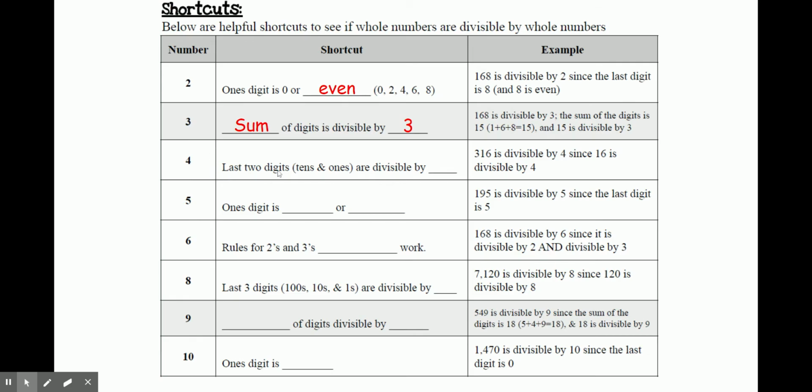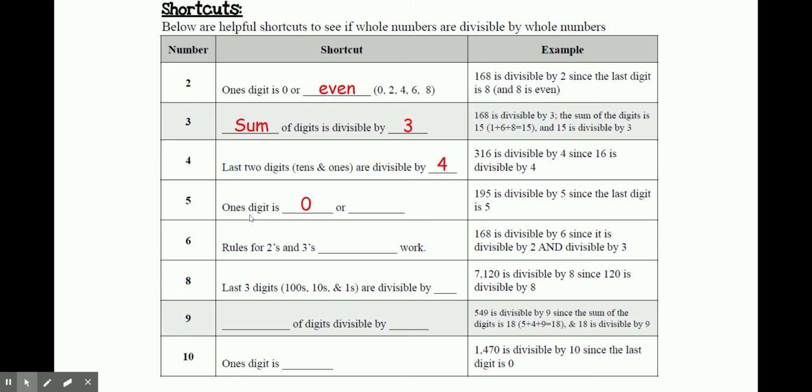All right, 4. The last two digits, the tens and the ones place, are divisible by 4. So in this case, we're going to use 316. We only are looking at the tens and ones place. And if 16 is divisible by 4, then 316 is divisible by 4. So 16 is divisible by 4. That means 316 or 416 or 1,000,016 are all divisible by 4 because the tens and ones place is divisible by 4.